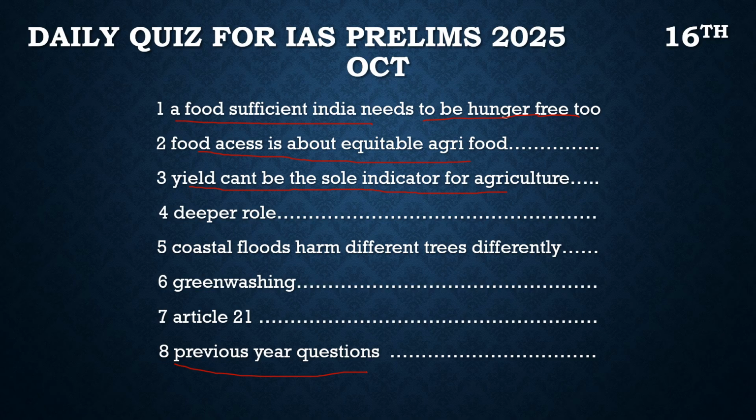So because of that, we have the food hunger issues in our country. Here the article tries to explain that we should come out of this yield being the sole indicator for agriculture. Rather, we should have a look at the quality of the nutrition, which should be the indicator for agriculture.